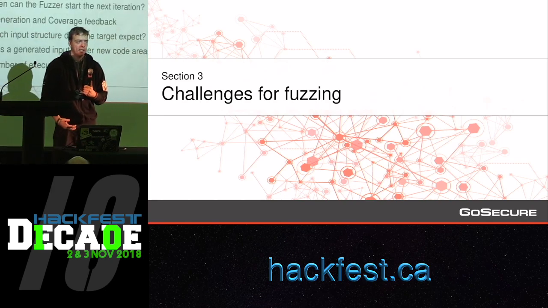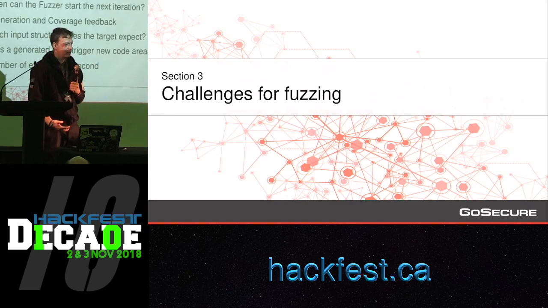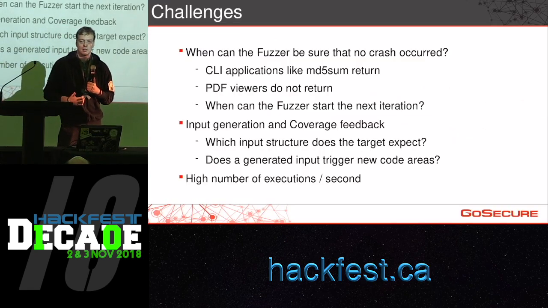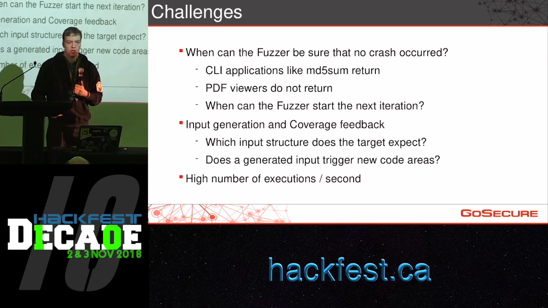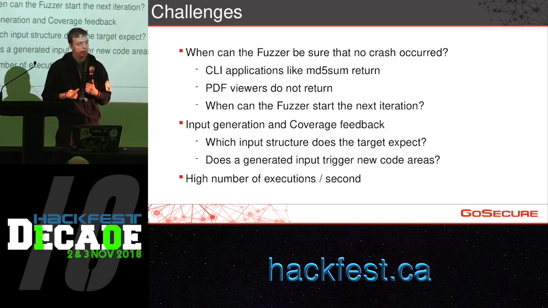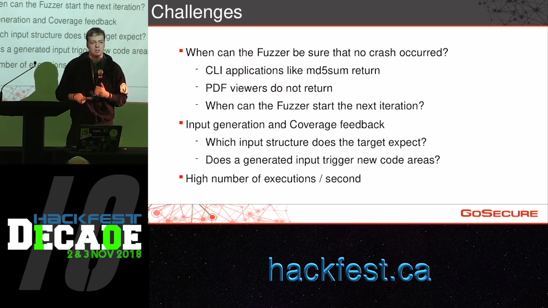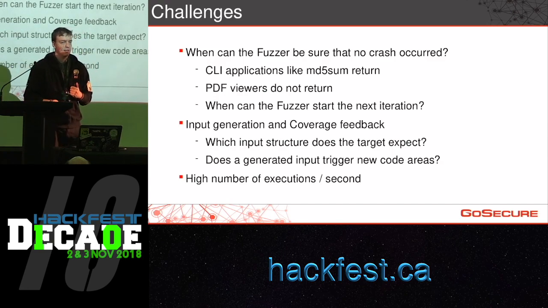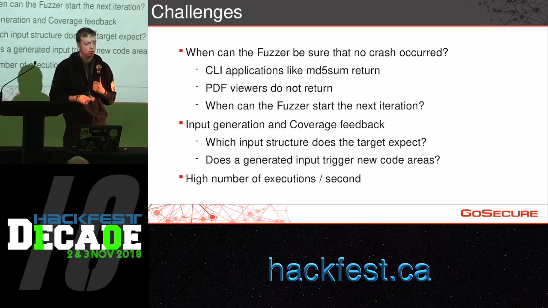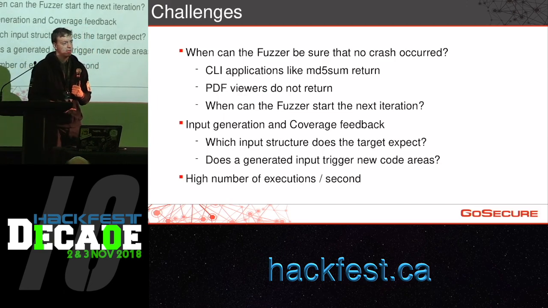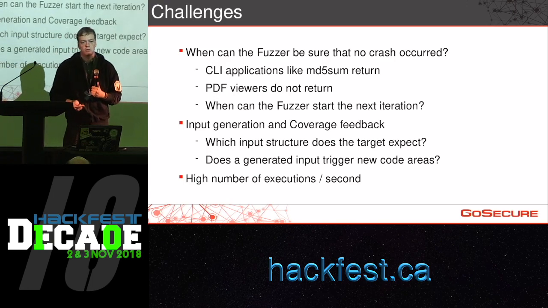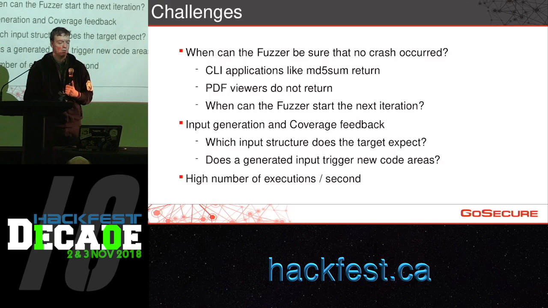And the first challenge might actually sound stupid, but if you think about it, it's quite important. Because how can your fuzzer be sure that no crash has occurred, right? So if you fuzz an application like MD5sum, which is a command line application, it takes your file, calculates the hash sum, prints it out, and then exits. So as soon as the program exits, your fuzzer knows that it can start the next iteration of fuzz testing. So we have a metric to know the program is done doing something that we want to test, and we can start the next iteration.